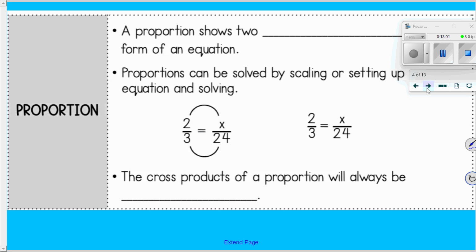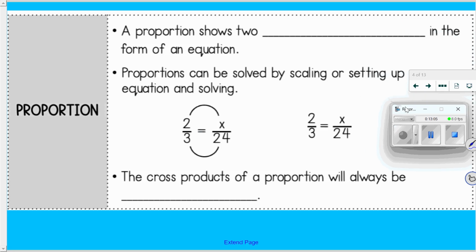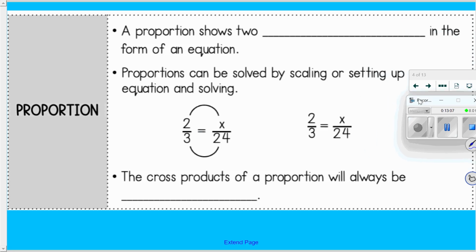Now, we've got a little more definition. A proportion shows, what do you think the word would be in there? In the form of an equation.